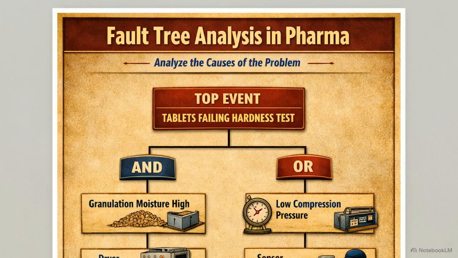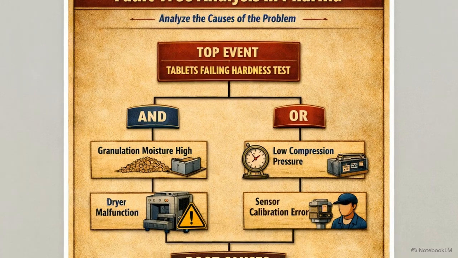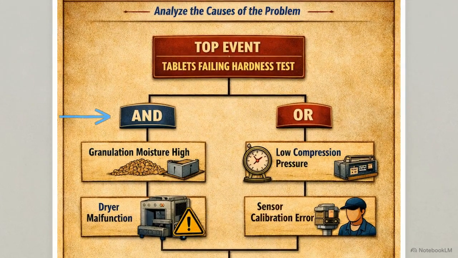This chart is a complete fault tree analysis for a common production issue. Step 1 defines the top event, tablets failing a hardness test. For steps 2 and 3, the diagram branches into immediate causes, high granulation moisture and low compression pressure. Step 4 applies logic gates. The moisture branch operates under an AND gate, requiring multiple failures.